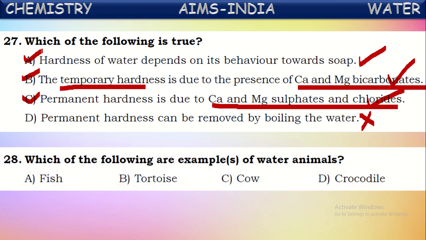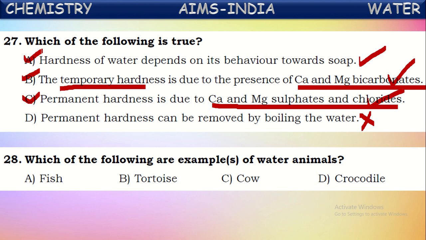Okay, next. Which of the following are examples of water animals? What does it mean by water animals here? The animals which live inside the water are called water animals or aquatic animals. Aqua represents water. Aquatic animals means water living animals. Yes, inside the water also certain animals and plants live. Those animals and plants which are living inside the water are called aquatic animals. Aquatic plants and animals.